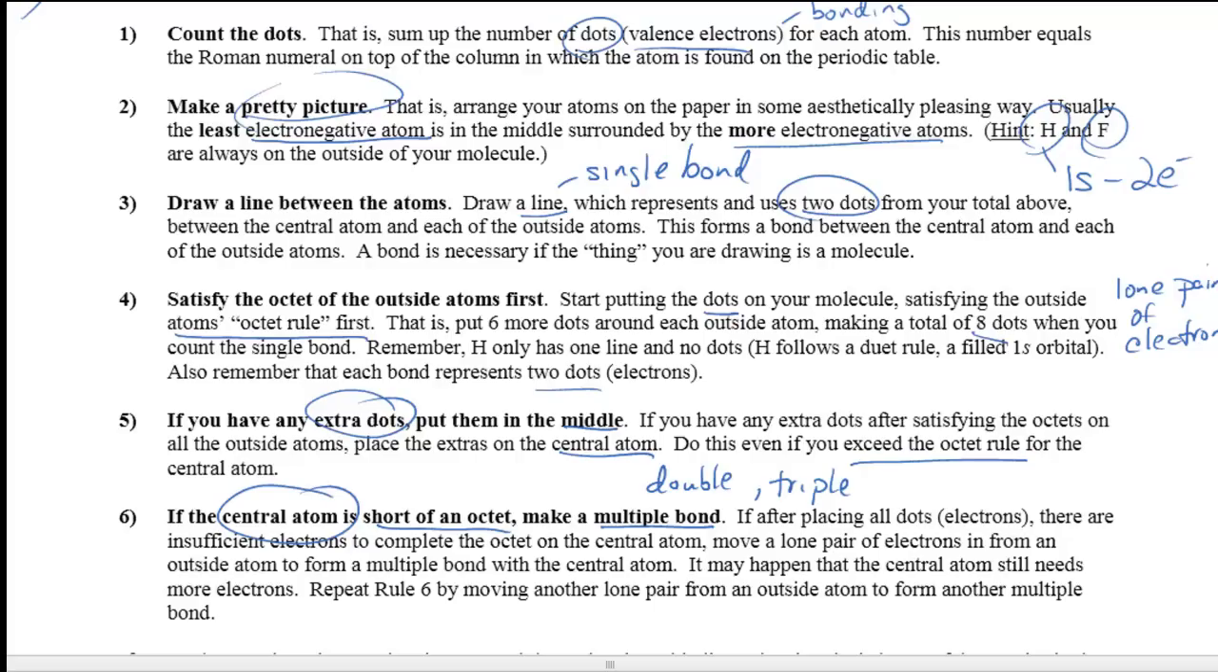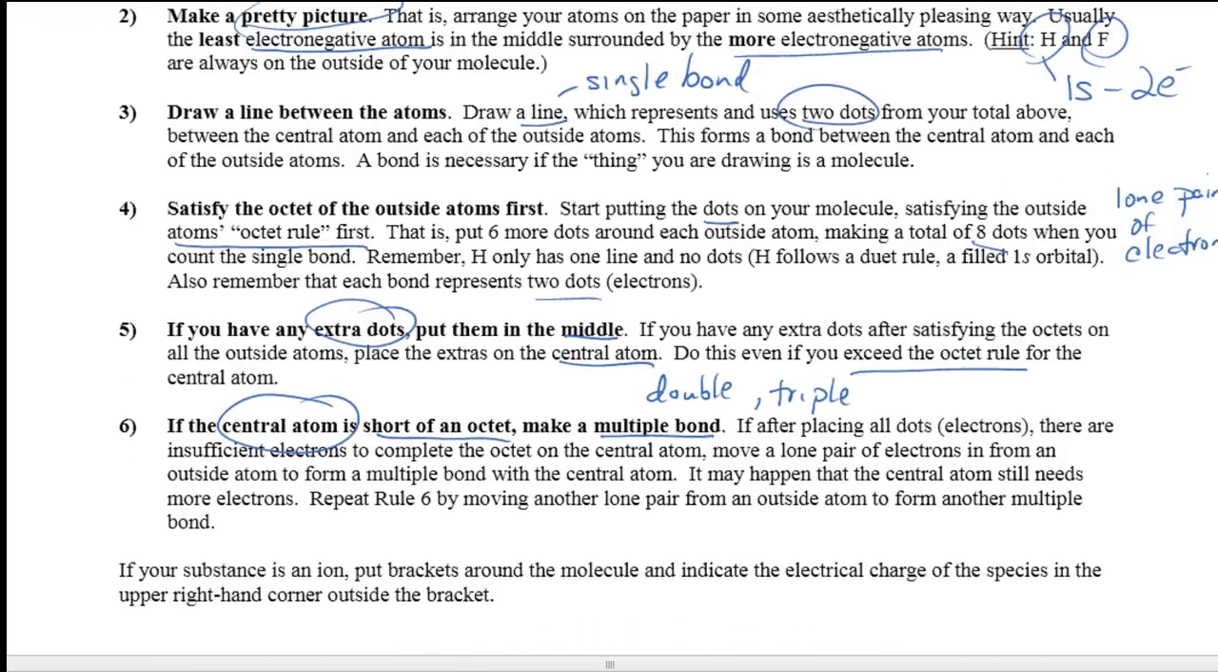Now, some of the ones, not any in this video, but you might come across some molecules that are ions. And in those cases, if you have a -1 ion, that negative charge is going to count as an extra electron when you count your valence electrons. Watch for that. And then at the end, we're going to put brackets around the molecule and indicate the charge. It's not a molecule, it's actually an ion. Sorry about that. And indicate the charge of that species.